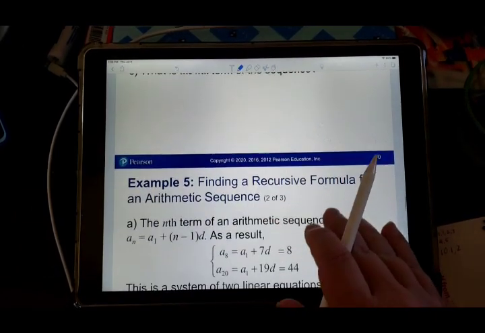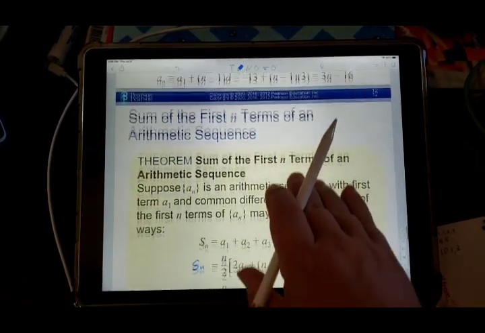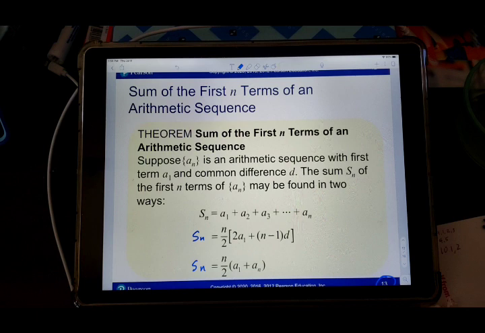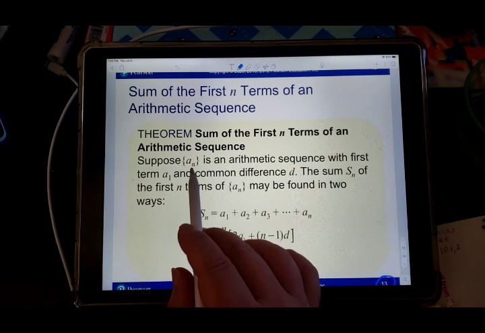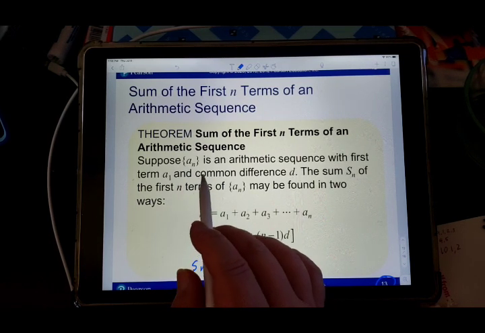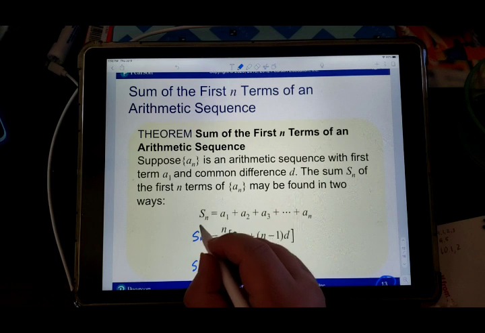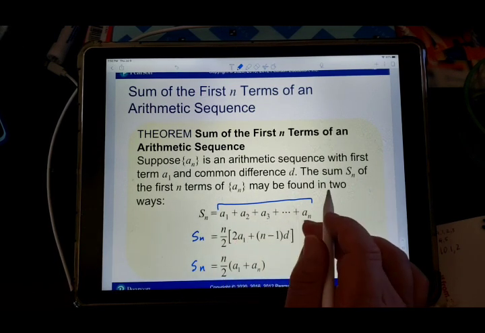All right. I want to get to the next formula. So the next formula in this section is another nice one, but you have to understand what it's doing. So when you have a sequence of numbers, a series rather, you might be asked to add the terms from the first to the nth term.